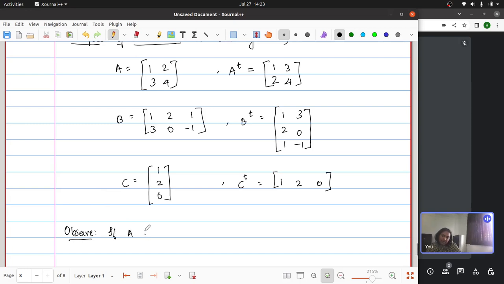So, if A is a matrix of order m cross n, what would be the matrix order of the matrix A transpose? It would be n cross m, because the rows become columns and columns become rows.